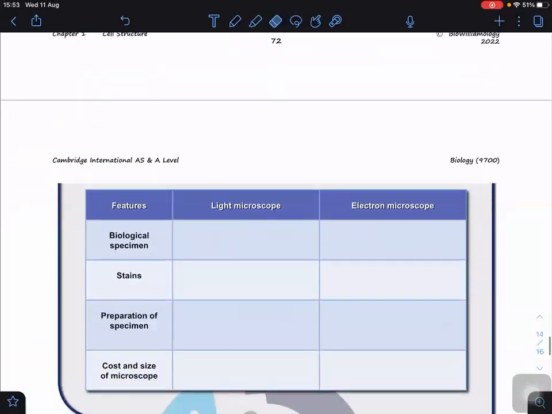In terms of biological specimen, light microscope, living or dead sample. Electron microscope, dead sample only. It must be dehydrated. Stain, you can use unstained or stained by color dyes. You can use methylene blue, you can use iodine to stain your specimen. Electron microscope, we stain it with heavy metal.